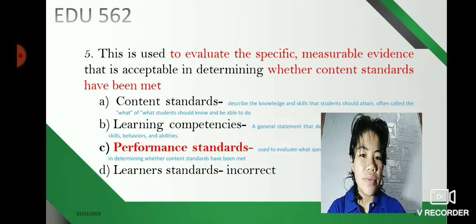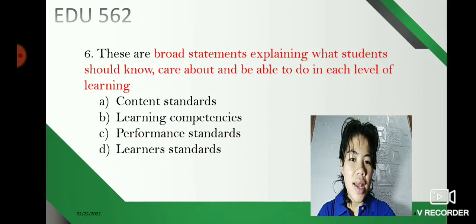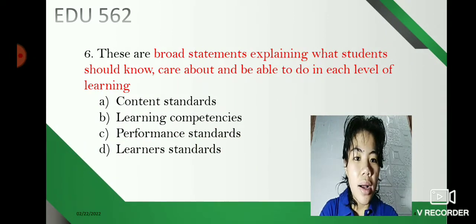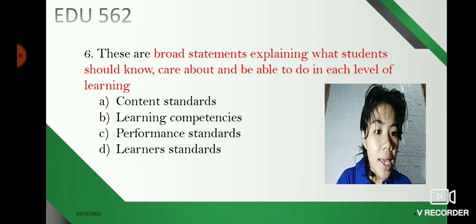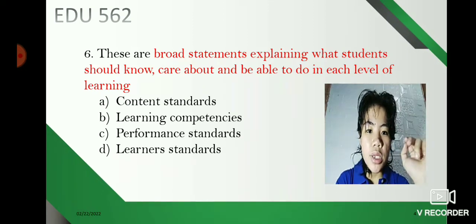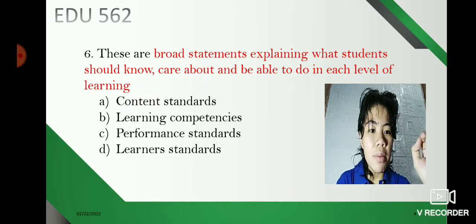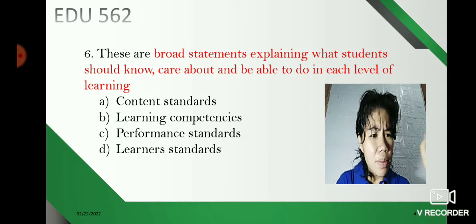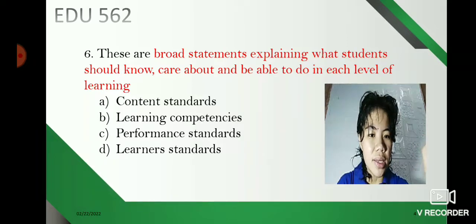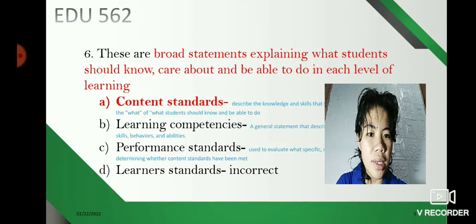Okay. And the number 6 question is, these are broad statements explaining what students should know, care about, and be able to do in each level of learning. A. Content standard, B. Learning competencies, C. Performance standards, and D. Learners standard. Okay, the best answer here is the content standard.